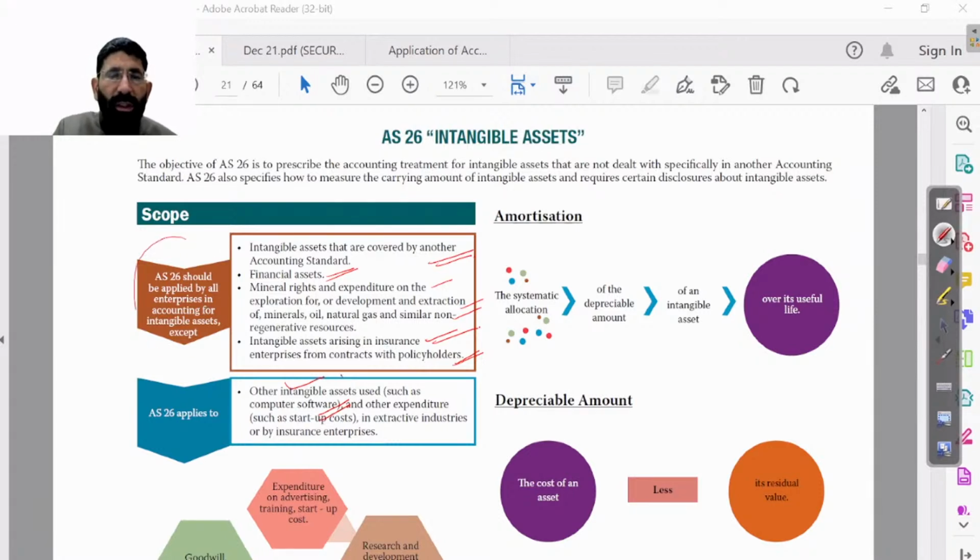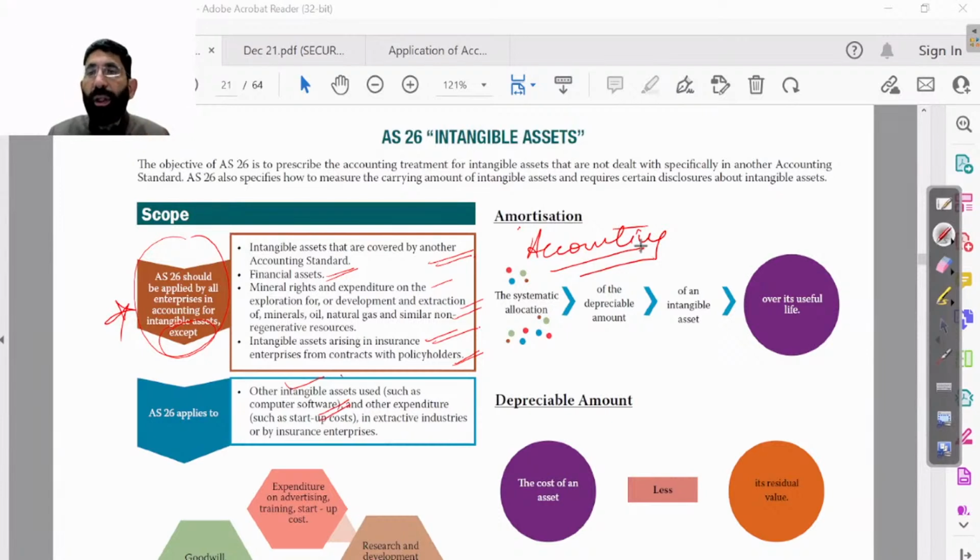So what is not covered, that is already clear. Except is written, AS 26 should be applied by an enterprise in accounting. So we are talking about accounting now, because here accounting is here. Here it is not a disclosure. It is basically an accounting part.